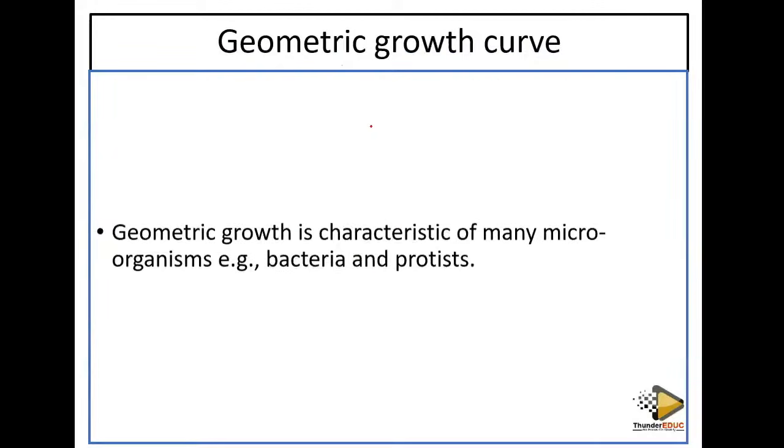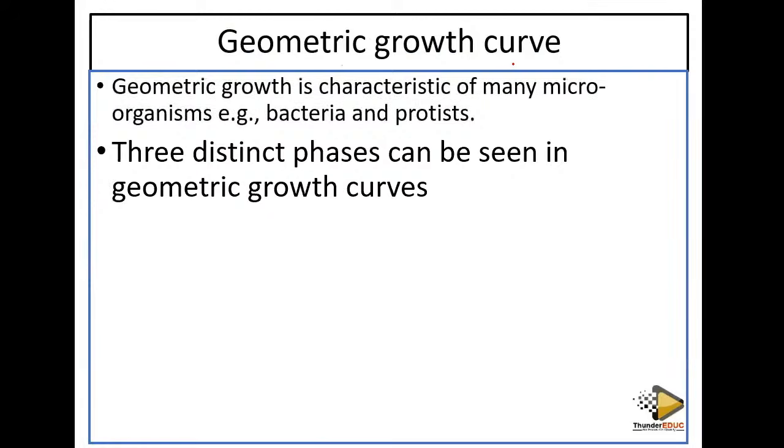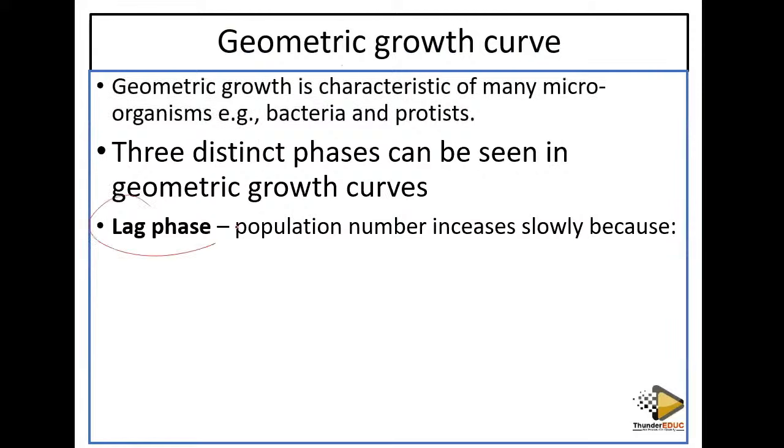So this is the geometric growth curve. The geometric growth curve is a characteristic of many microorganisms like bacteria and protists. For them, they just grow exponentially without any declines. So the three distinct phases that can be seen in the geometric curve include, number one, the lag phase.